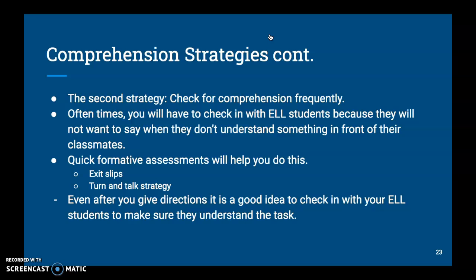Exit slips do the same exact thing, except it is more of kind of whatever you want to put on at the end of an activity, you give it out and then they will hand it back to you. So it's not so much as you're talking out loud to your classmates or your classmates will know what you put on there, but you as a teacher will take a lot from that to know if you can move on or not. After you give directions, it is a good idea to check with your ELL students to make sure they understand the task instead of letting them go on thinking that they know what they're doing, but they really don't.